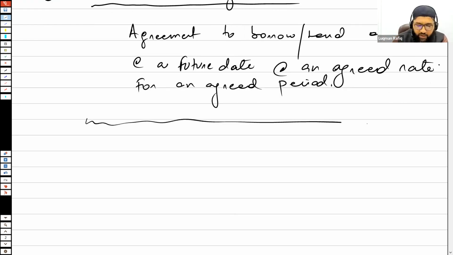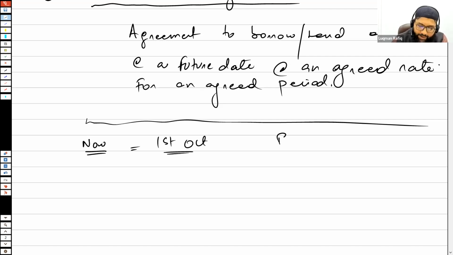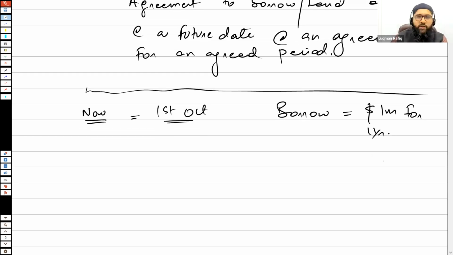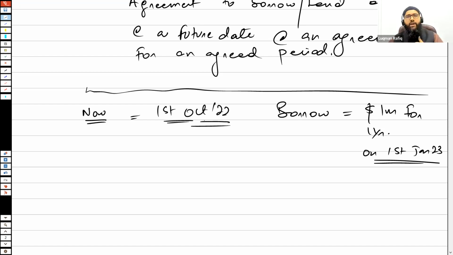How does it happen? Let's say you're a company right now. It's the 1st of October, and you need to borrow $1 million for 1 year. You are entering into $1 million for 1 year on 1st January 2023. So this is 1st October 2022, and you want to borrow in 3 months' time, on the 1st of January 2023.